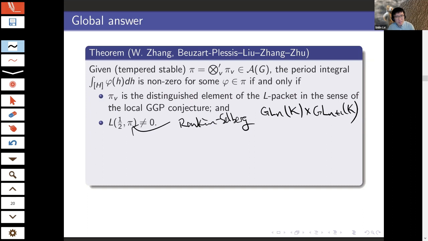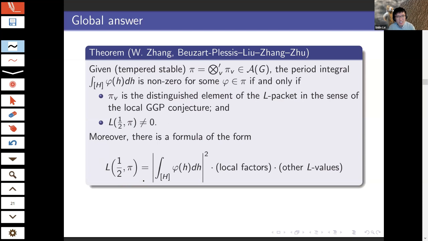In any case, we have a precise formula, which is like the Ichino-Ikeda formula, essentially, which says the central L value is the period integral modulus squared times local factors, times some other L values, among which are the adjoint L values. Plus there are some abelian ones, which are really not that important. So adjoint is kind of important in this case. But we know the adjoint part is non-zero always.